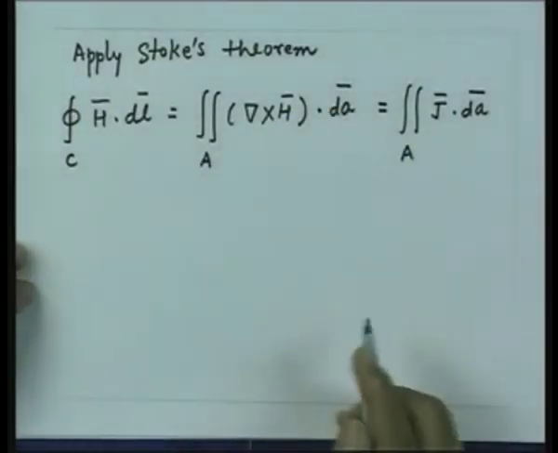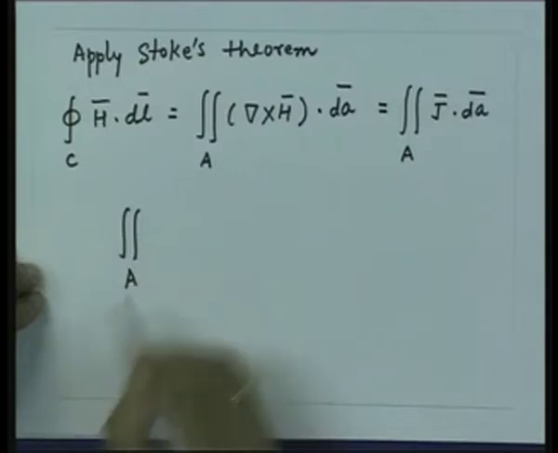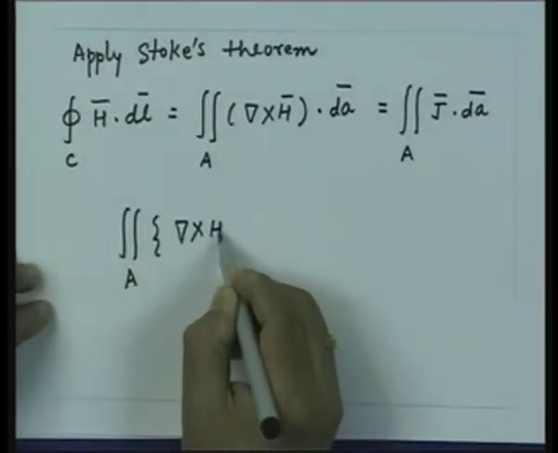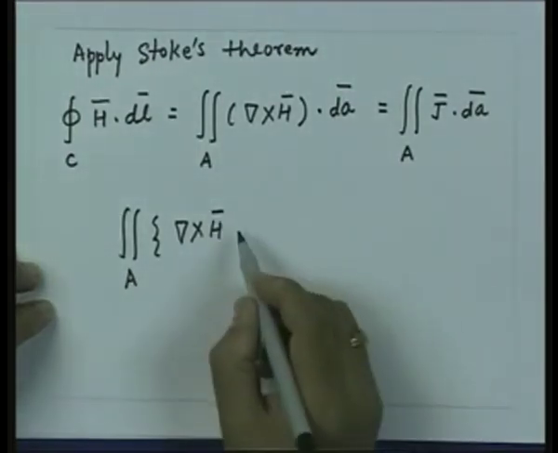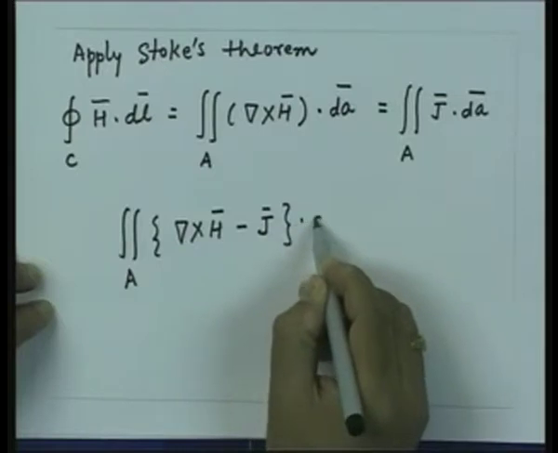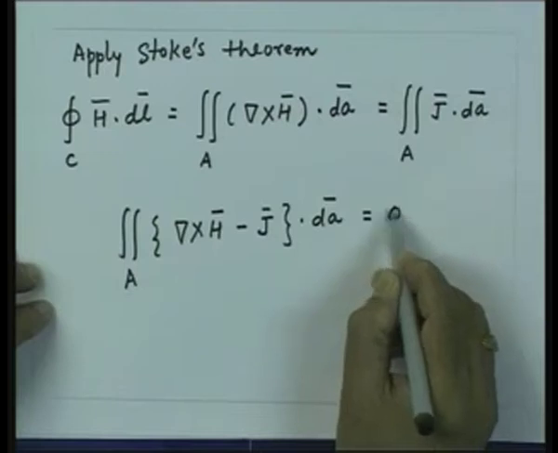Again we can bring this term to this side. So, this can be written as the double integral over A of (del cross H minus J) dot dA, that is equal to 0.